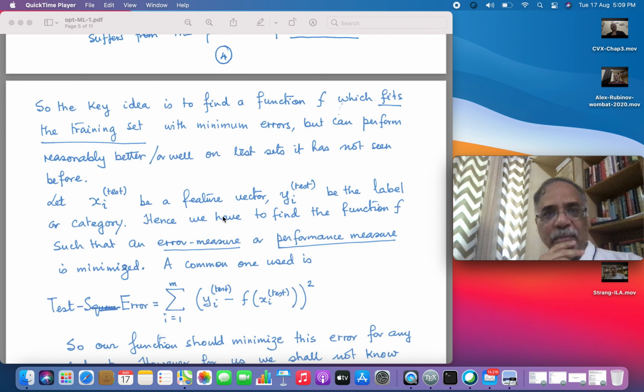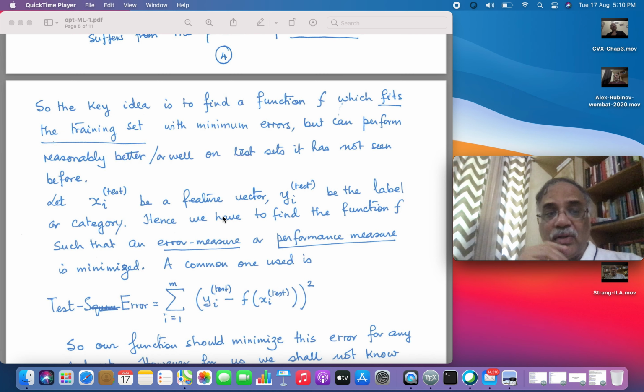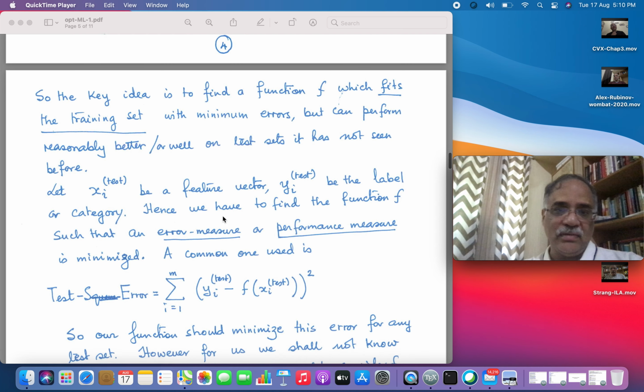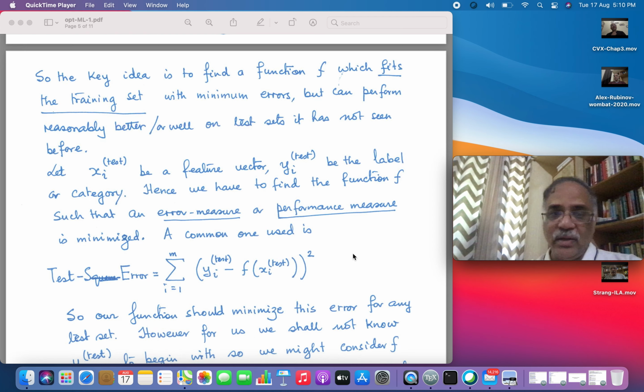So let xi be a feature vector of a test set, and yi be the test set label. The error in the test case, which is the unseen data, is this one. So we really have to find a function f which will work very well on the test set. We will have a very small error on the test set. But the problem is that the labels of the test sets are not known to us. So this game cannot be played. We can't do this thing.